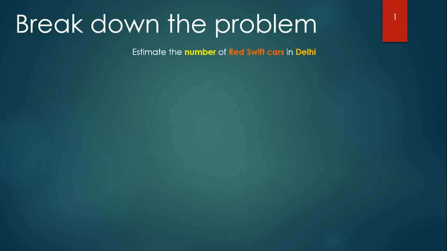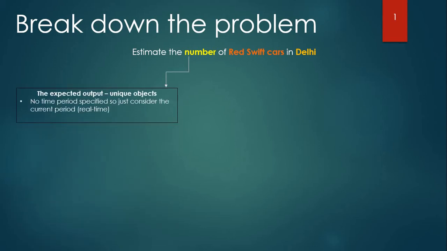So the first step to solve any guesstimation problem is to break the problem itself. If you see the problem, you can put your focus on three properties of the problem. First is the number. You want to estimate some number, and another being the product which you want to identify, that is the red Swift cars, and another being the demographics or the location in which you want to estimate this. So the geographic is limited to the city of Delhi.